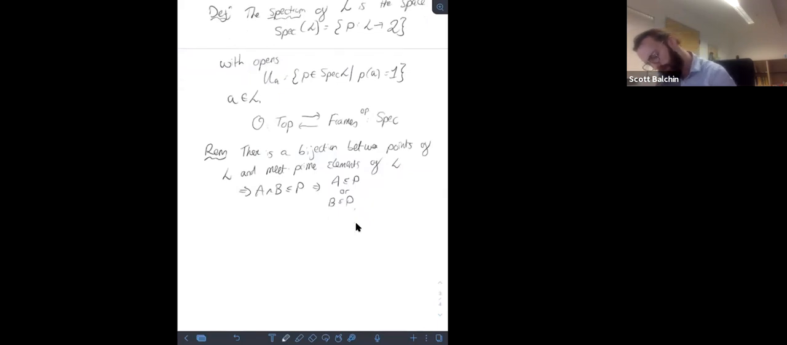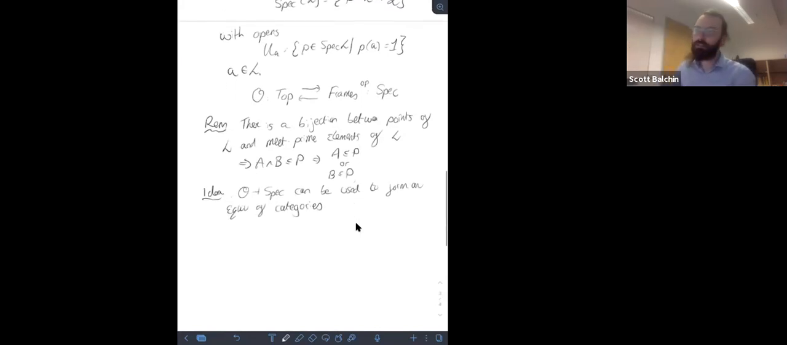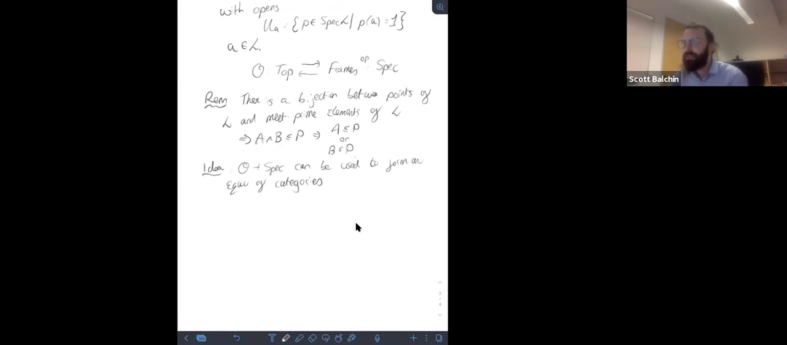So the key idea that people had on this pointless topology is that this O spec can be used to form an equivalence of categories, if we restrict to the necessary things on either side. So here's a definition of a sober space, which probably isn't the one that you're used to.